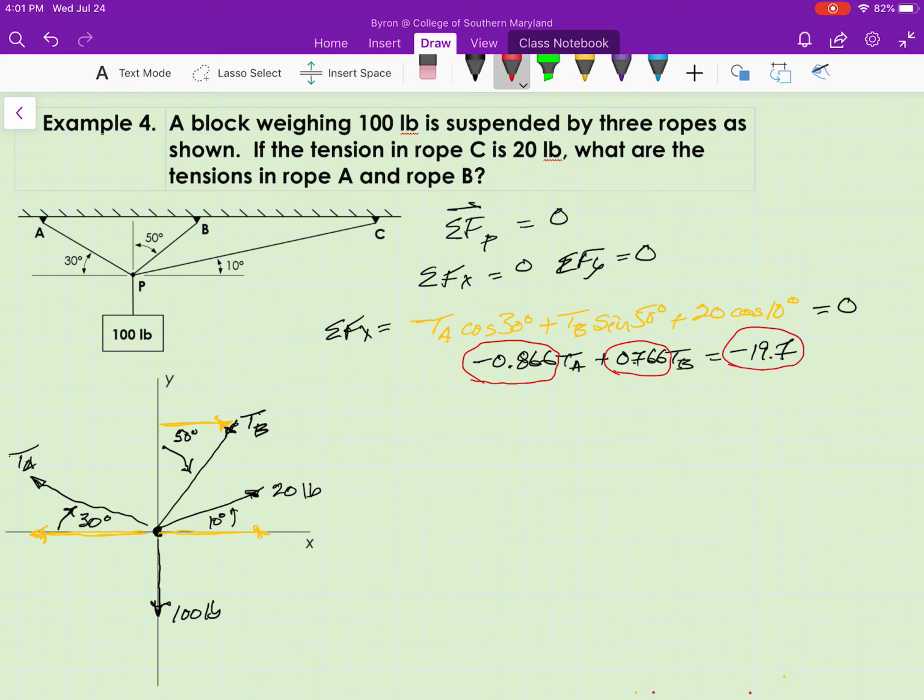Okay, so we have one equation there with two unknowns, so we know we're going to have to write another equation. Sum of the forces in the y direction equals zero, so for y I'll use purple here. The y component of T sub A is going to be right here. The y component of T sub B is going to be there. And the y component of the 20-pound force tension is there. And the 100-pound force also acts in the negative y direction. So I need to make sure I don't forget about that when I write my equation.